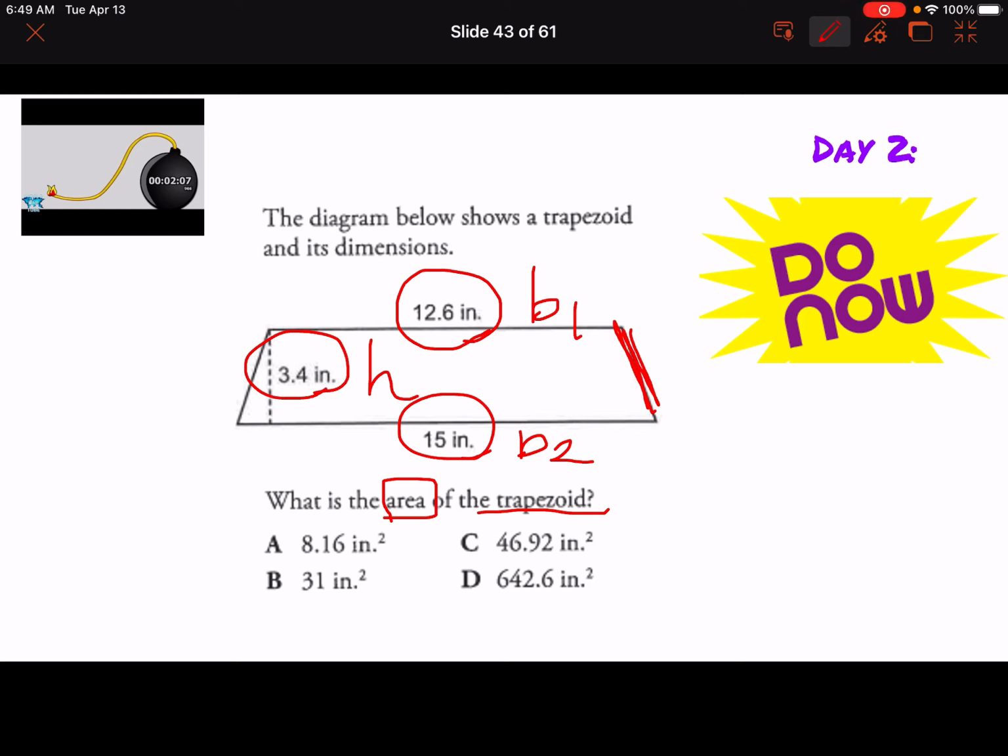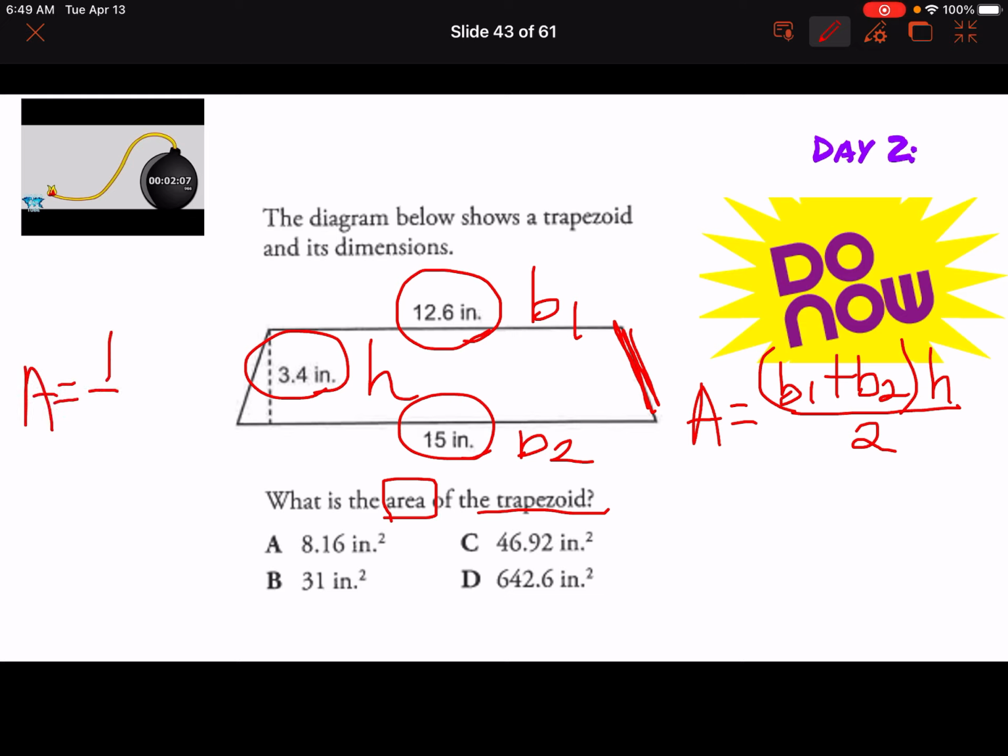So the area formula of a trapezoid is A equals the sum of base 1 and base 2, multiplied by the height, all divided by 2. Or you can do it as the area is equal to half of the sum of base 1 and base 2 multiplied by the height. So either or works.